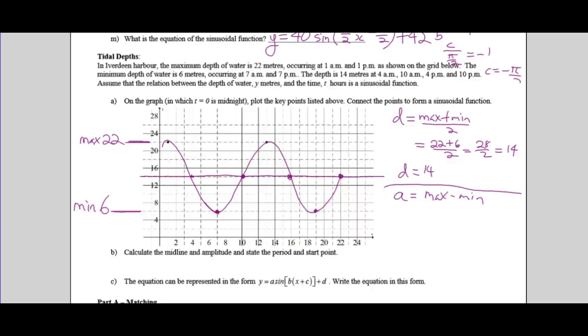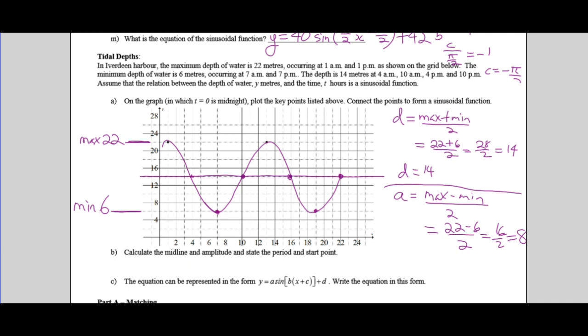Does a tide have a radius? No, it's not a wheel. Okay, so things that have a radius have to have a center and an edge, and the tide doesn't have a center or an edge, right? It's just numbers. Okay, so A is max minus min over 2, which is 22 minus 6 over 2, which is 16 over 2, which is 8.